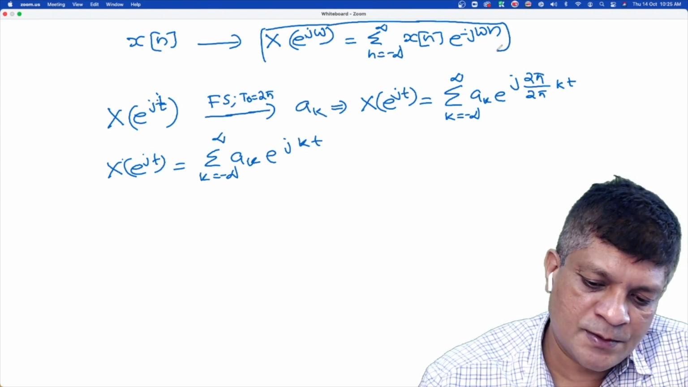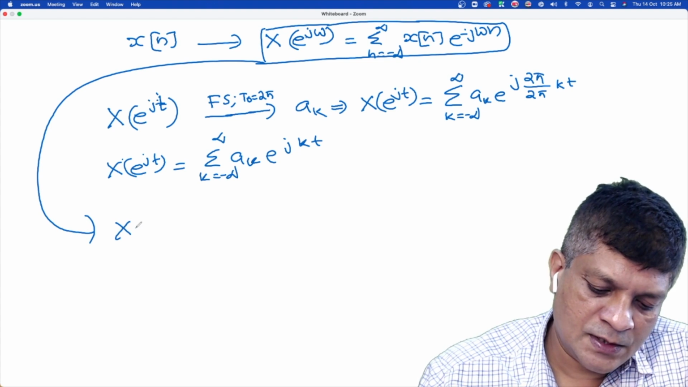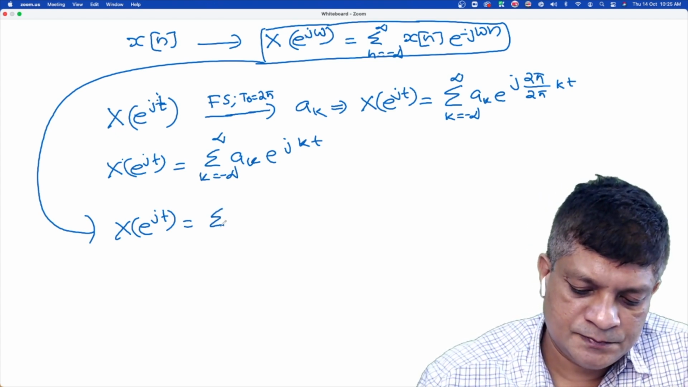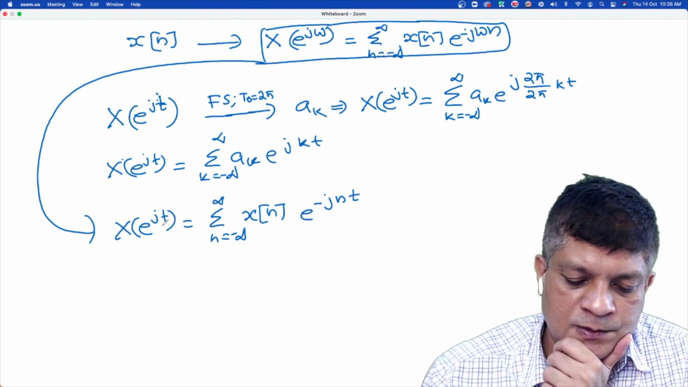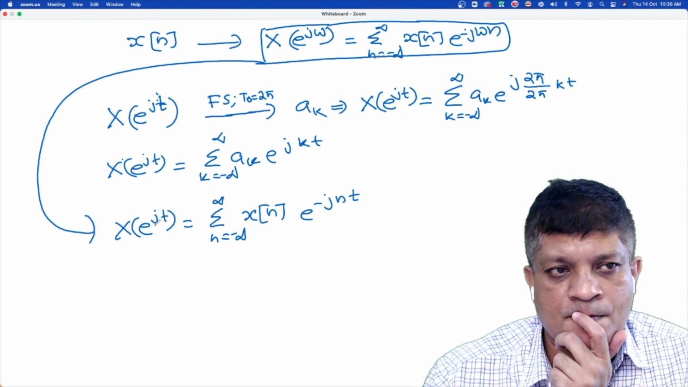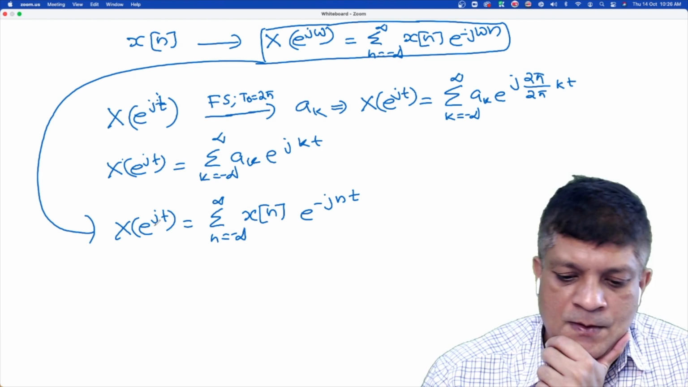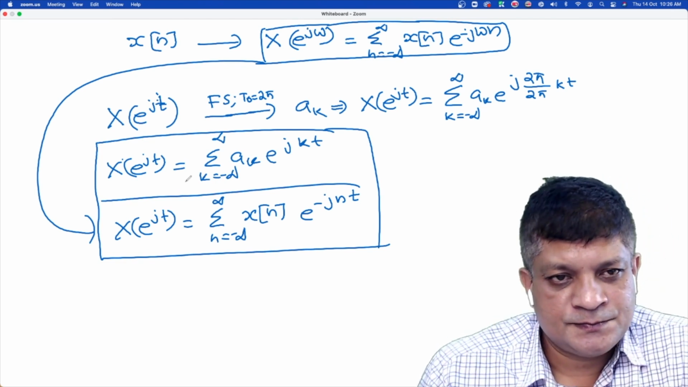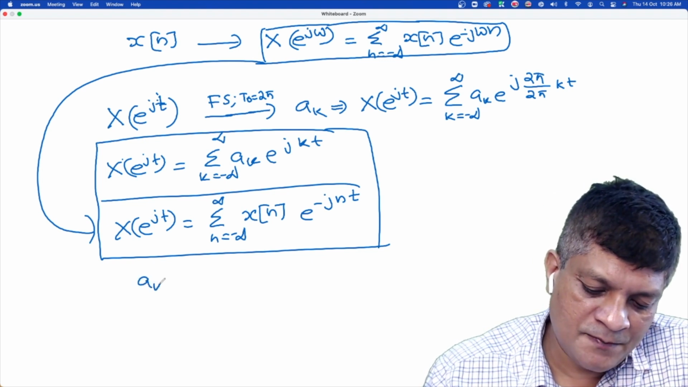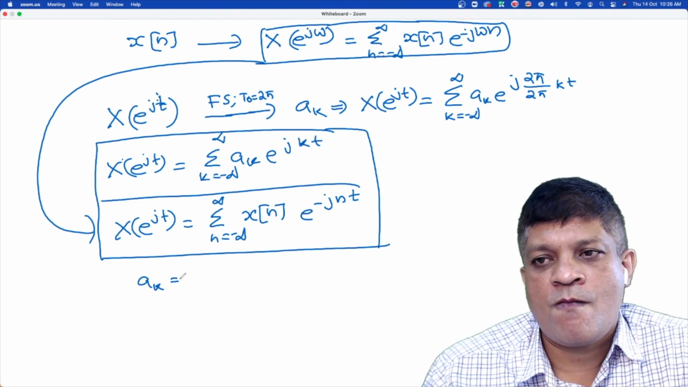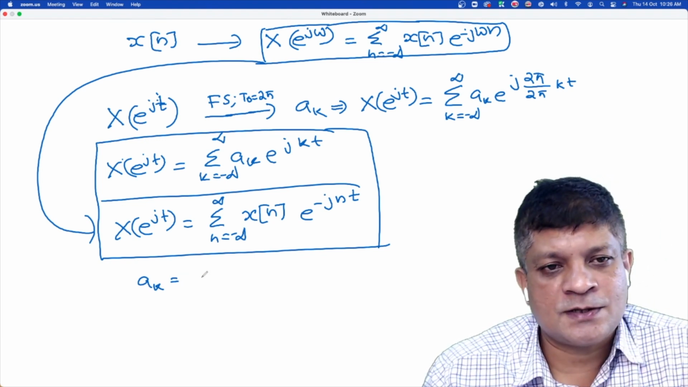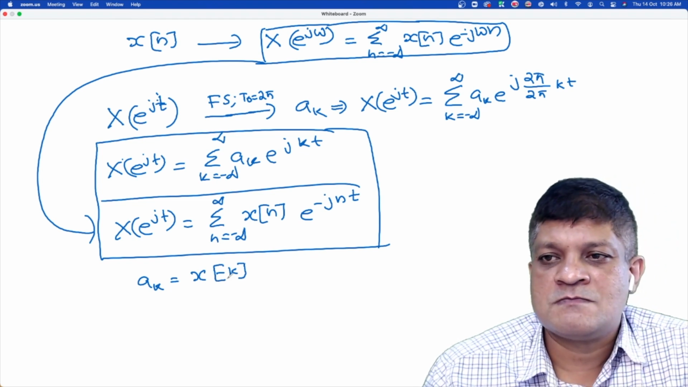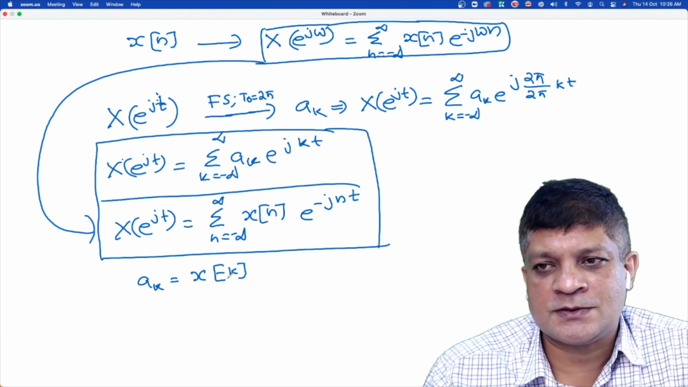Now this is X(e^{jω}), isn't it? What is X(e^{jt})? If you put ω equal to t here, I'm putting ω equal to t here. Yes, sir. So if you look at these two equations, the left hand side is the same, isn't it? So this must be equal. Now tell me what is a_k? Is it x[n], or can we write it as x[-n]? x[-k]? Yes, sir, a_k is x[-k], isn't it?